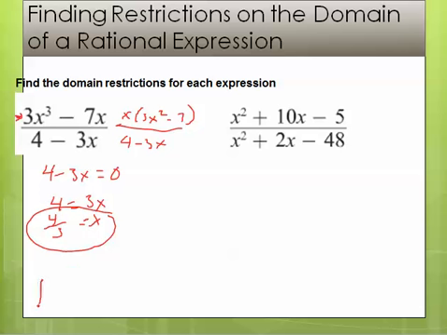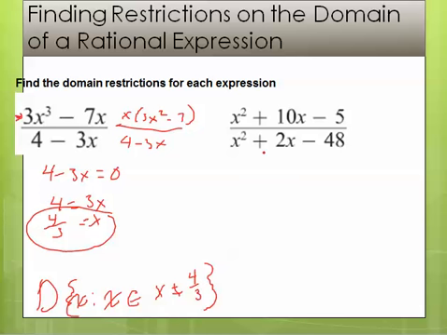So what you say is the domain is x's such that x includes everything except x not equal to 4 over 3. And that would be your domain for this value.